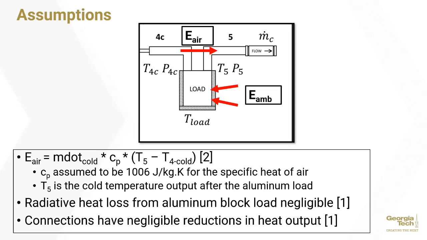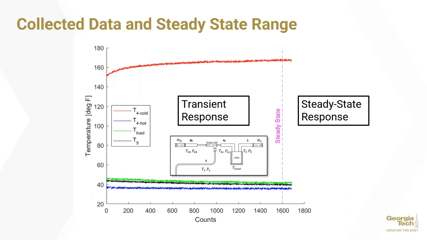A few more key assumptions are made during the analysis. We can reasonably neglect radiative heat transfer between the load block and its surroundings since the material is well insulated. We also assume that the various connections of the system have negligible heat loss, though the effect of this assumption should be investigated further. When collecting our data, we referenced our temperature outputs to determine when the system had reached steady state, and thus when to stop collecting data.